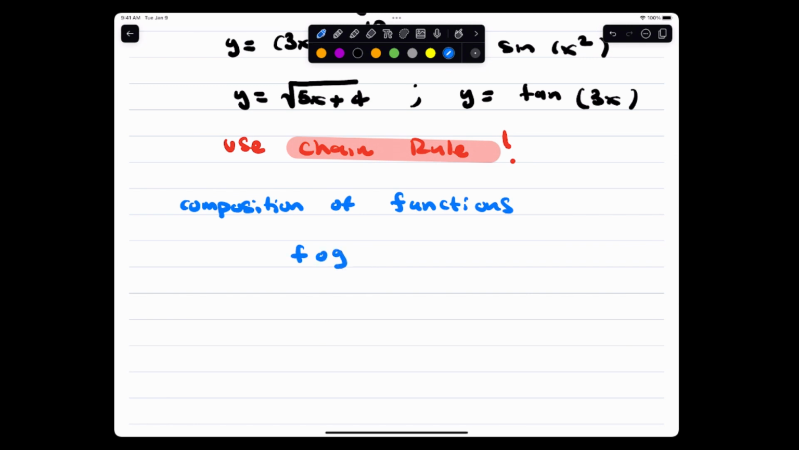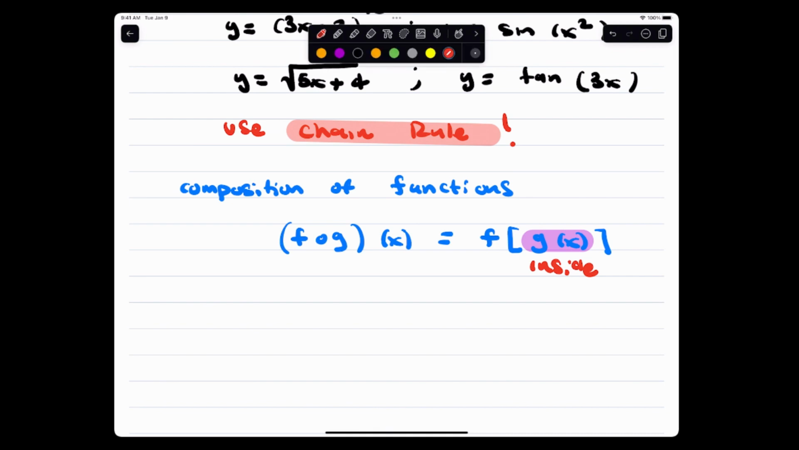You guys remember this thing called f circle g? What's f circle g? That's f of g of x. So I want you guys to know this here. This is a big deal. You see this inside portion here? I call this the inside function. There's a function inside another function. So that g is inside of f. The inside function is g.